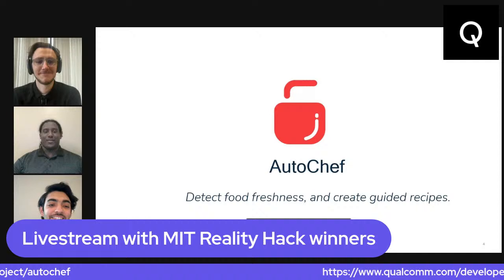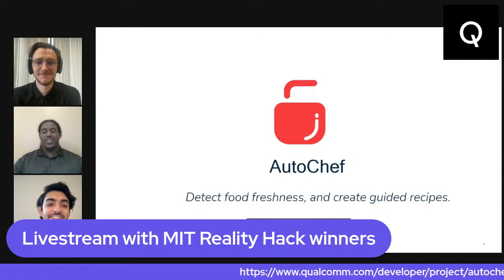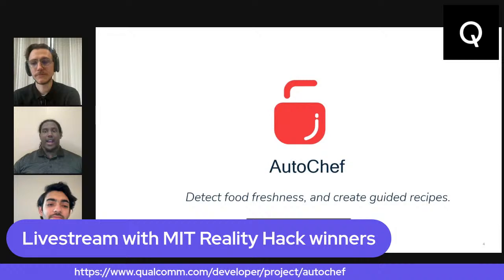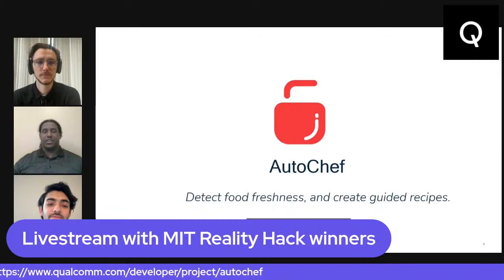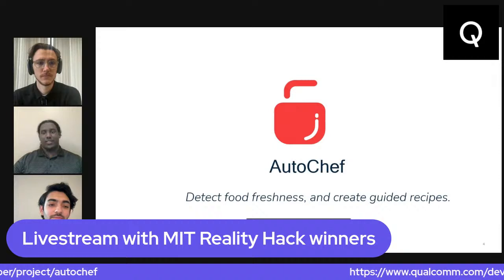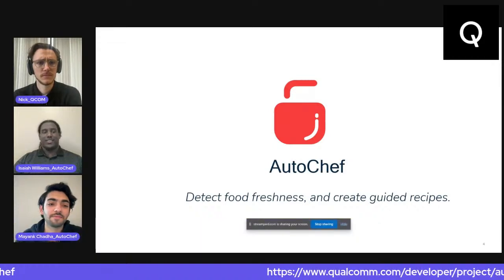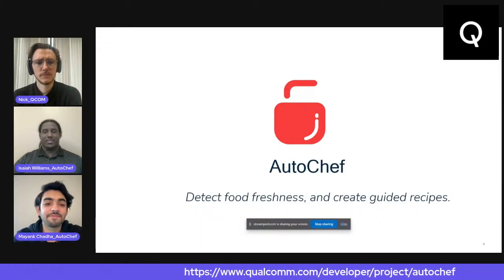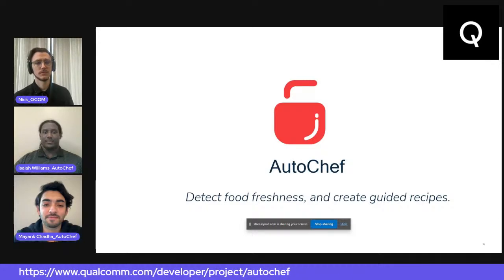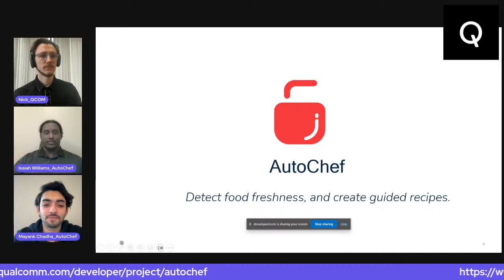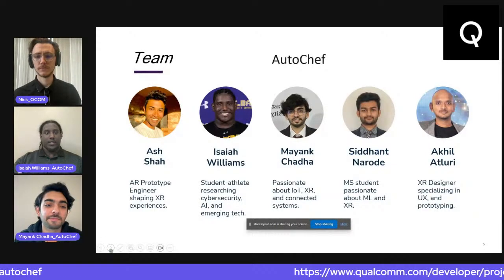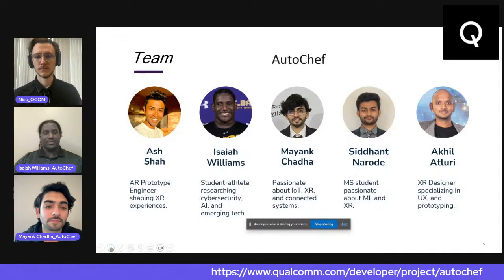Morning, good afternoon, wherever you are. We are AutoChef. We are a food freshness detection software, and we utilize IoT, AI, XR, and a few other different technologies and merge it all into one product that we think is just really cool, and we're honored to be able to share it with everybody today. So if we could go to the next slide, please, to start off. Mayank, if you want to start with the team.